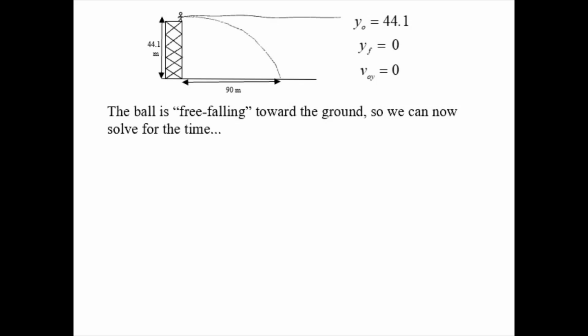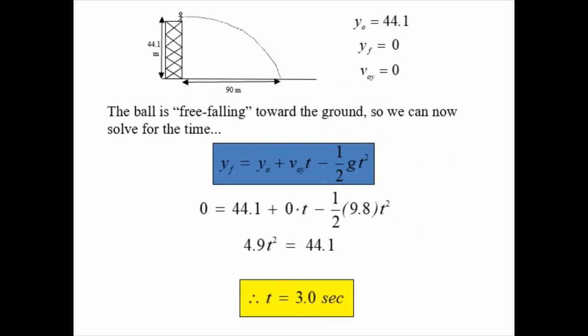It ends up at a height of 0, and the original y velocity was 0. So we know all that, and we're looking for something that would have t in it. So I pick through my equations and I say, well, this equation right here, I know everything in that equation except t. I know y final was 0. I know y original was 44.1. I know v original y is 0. And I know g is 9.8. So I know everything in that equation except t, right? One variable that I don't know. So I should be able to solve that.